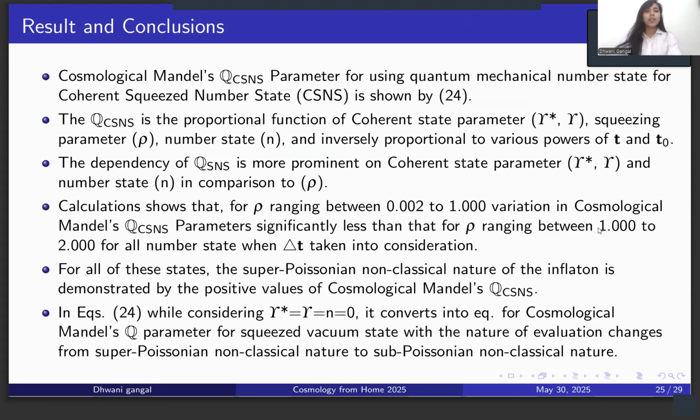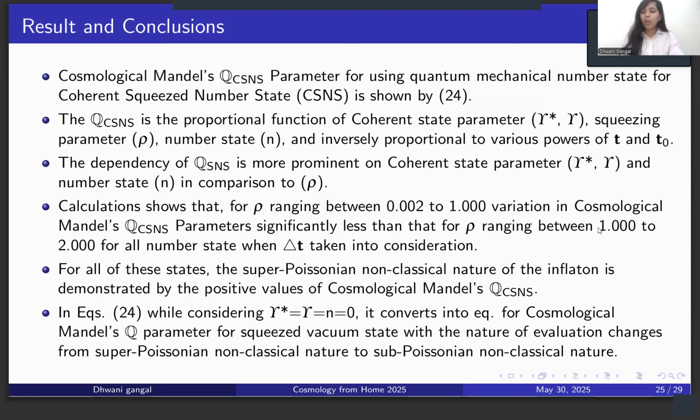Here are the results and the conclusion of this presentation. Firstly, I want to show that we are getting Mandel's Q parameter values greater than 0, so we can say that our state indicates super-Poissonian statistics. The dependence on rho becomes significant when rho is greater than 1, indicating strong squeezing effects dominate non-classicality. So we are doing the quantum treatment of this state.